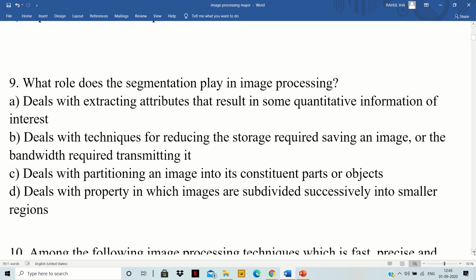And dealing with extracting attributes? No, we are not just extracting attributes. Deals with techniques for reducing the storage required to save an image? No, we are not performing the compression process. So the right answer will be C, deals with partitioning of an image into its constituent parts or objects.